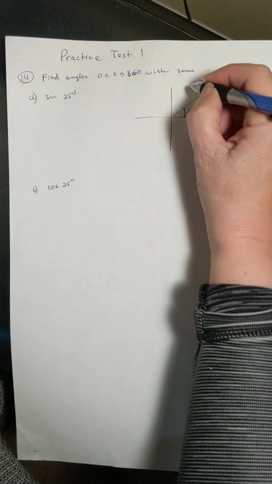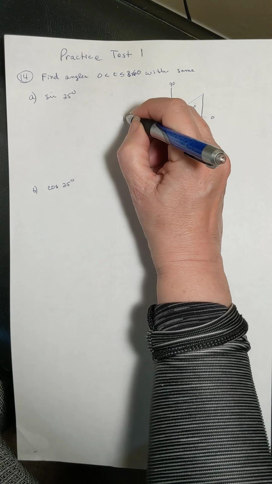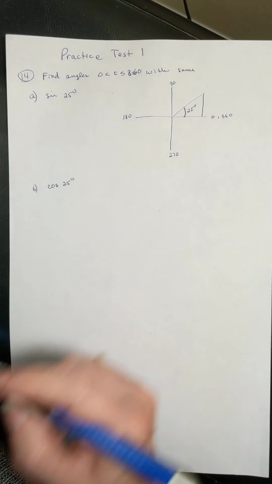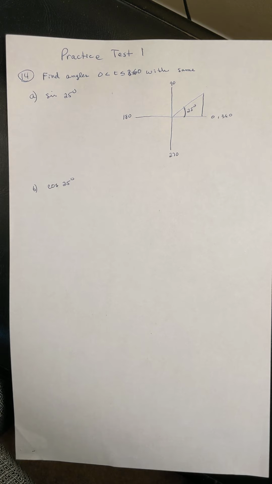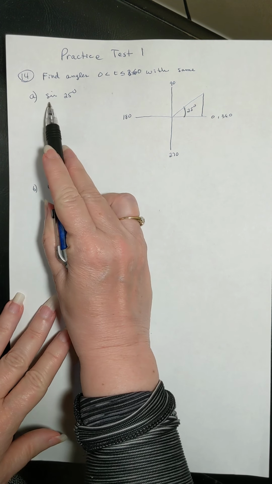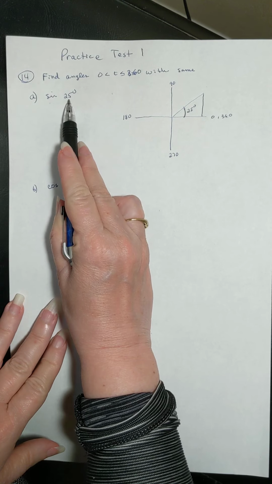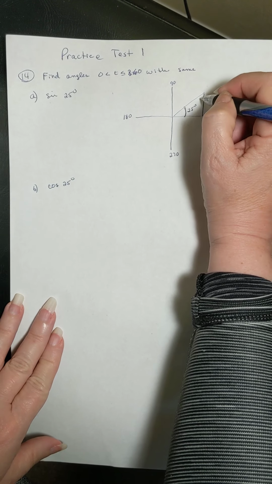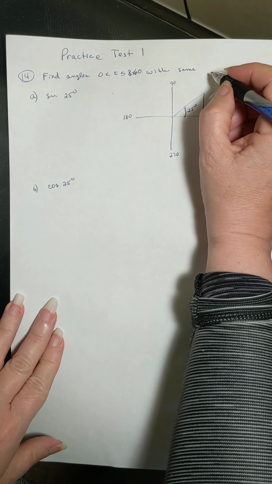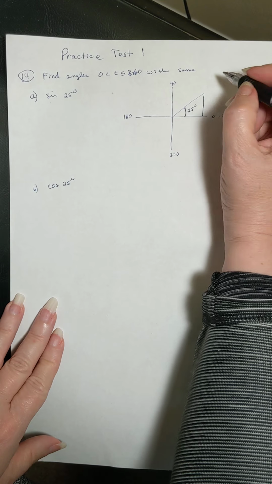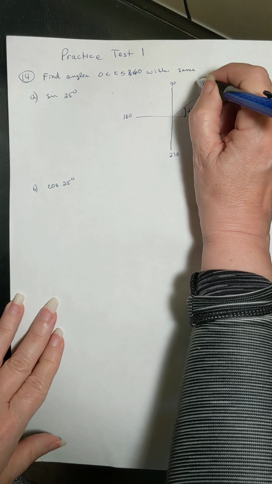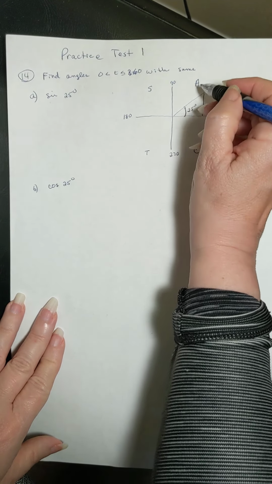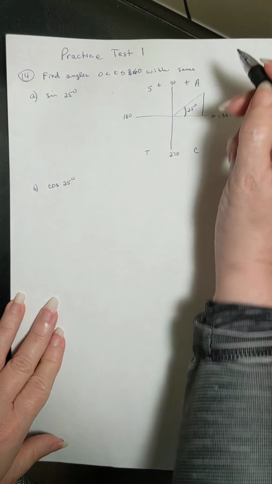Because here is 0 and here is 90, and here is 180, 270, and 360. All right? So we want to have the same sine as 25 degrees. And so notice in the first quadrant where I am right now, the sine is positive. And so what I want to know is where else is the sine positive. So all students take calculus. So the sine is positive here and here.